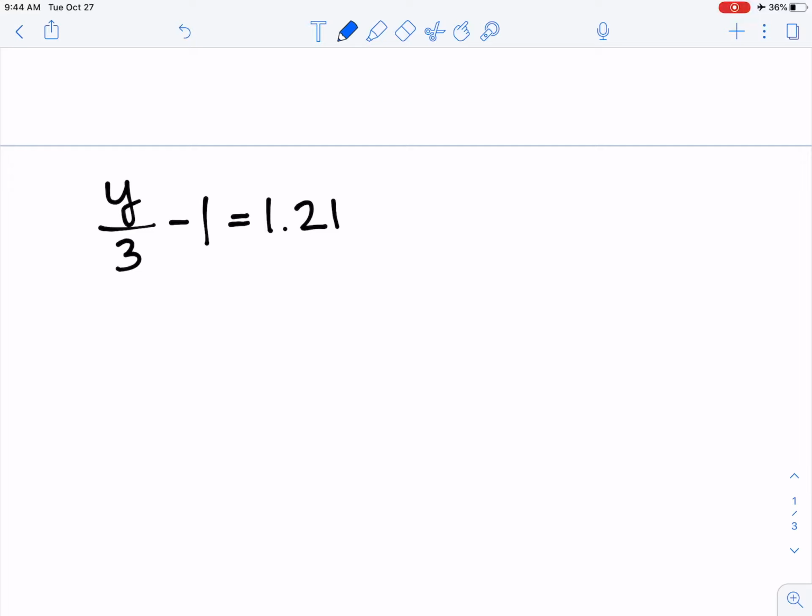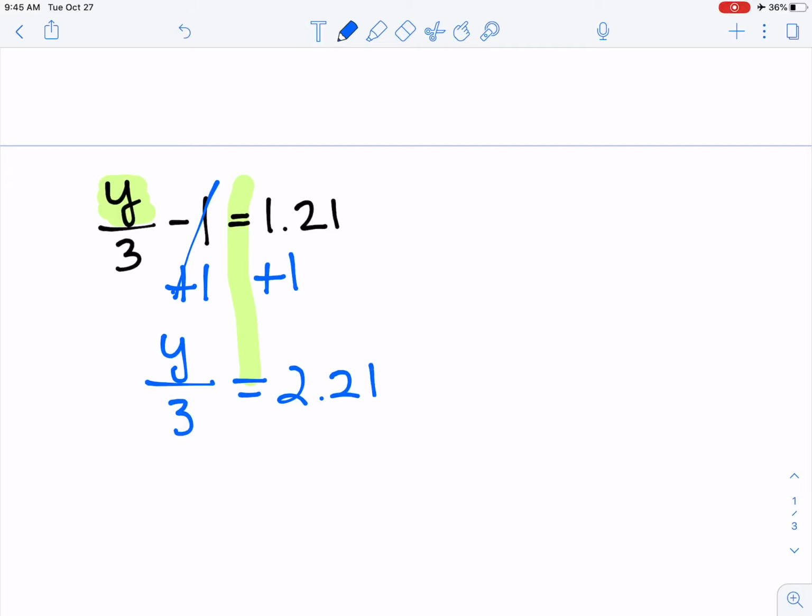In my third example here, I have decimals, and it's perfectly fine to have decimals. We're going to work this problem the same way. So we're going to start by noting that we're trying to get y by itself, and we're going to move anything that's being added or subtracted. So since we have a minus 1, the opposite of minus 1 is plus 1. So I'm going to add 1 to both sides, again remembering that that equal sign is my balance. Minus 1 plus 1 is going to cancel out. So I'm left with y divided by 3 equals 2.21. So I added 1 and I ended up with 2.21.